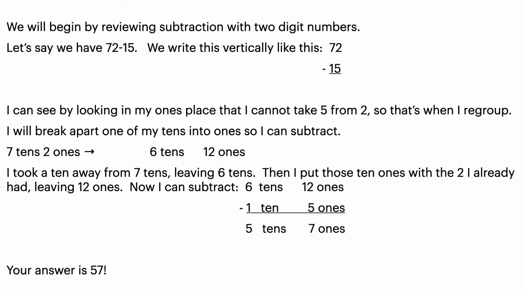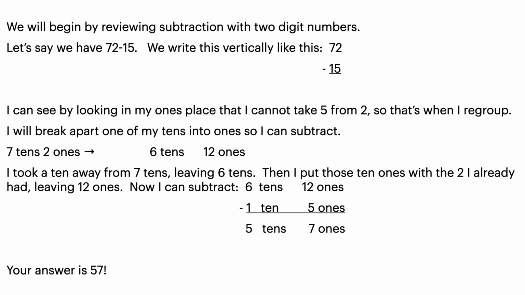I can see by looking in my ones place that I cannot take 5 from 2, so that's when I regroup. I will break apart one of my tens into ones so I can subtract. So I have 7 tens and 2 ones, and I take a 10 away from the 7 tens, leaving 6 tens. Then I put those 10 ones with the 2 I already had, leaving 12 ones.